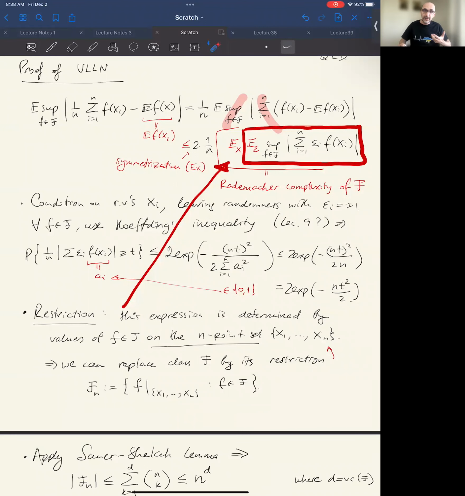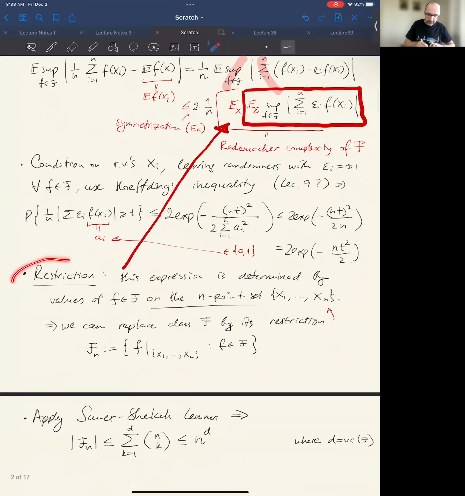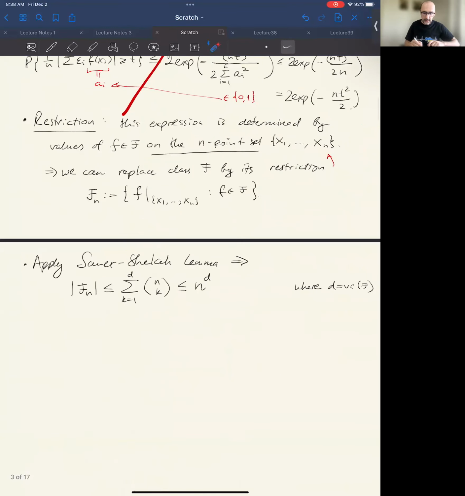We need to replace f by a finite class, and the Sauer-Shelah lemma is doing that. So we first restrict the functions on the class. We get endpoints domain. We apply the Sauer-Shelah lemma, and this is our bound on the cardinality of the class. Now our class is finite. It's actually very small. Quantitatively, we know what it is. At this point, we just apply the union bound, and everything checks.